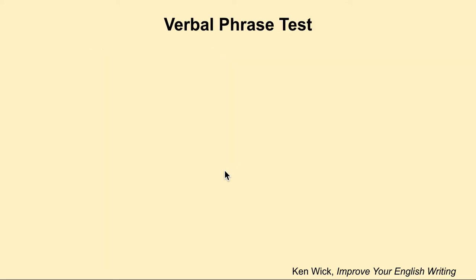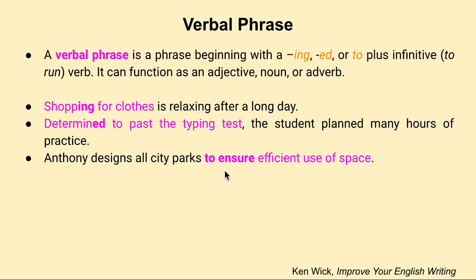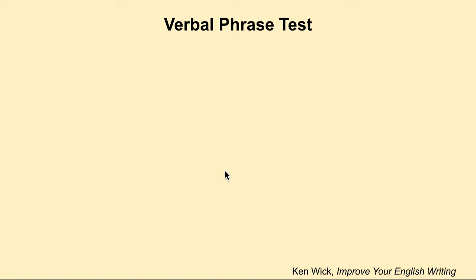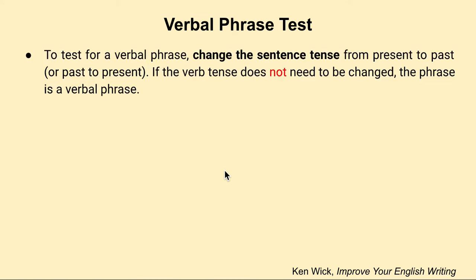So, a test for a verbal phrase, because maybe you're not too sure if it's a verbal phrase. Maybe you're thinking, oh, it's part of the verb of the sentence. Well, here's a test for a verbal phrase. To test for a verbal phrase, change the sentence tense from present to past or past to present. If the verb tense does not need to be changed, the phrase is a verbal phrase. Basically, verbal phrases do not change tense when you change the tense of the sentence from past to present or present to past.